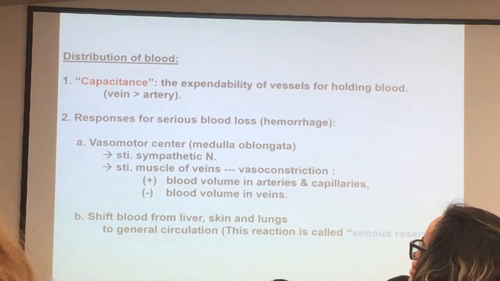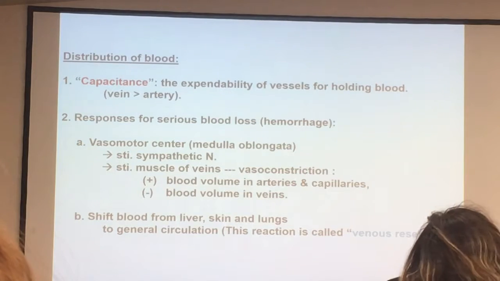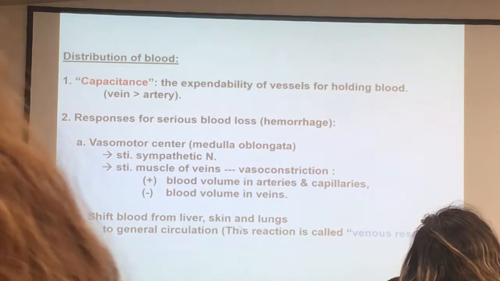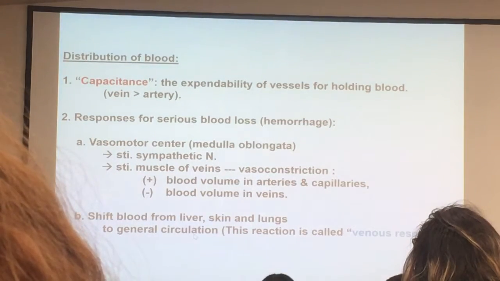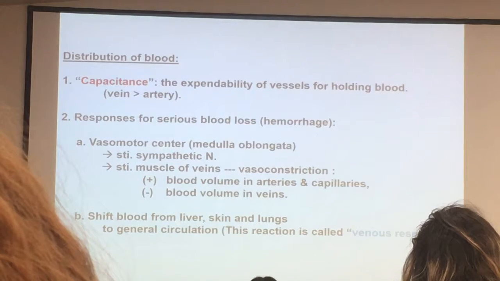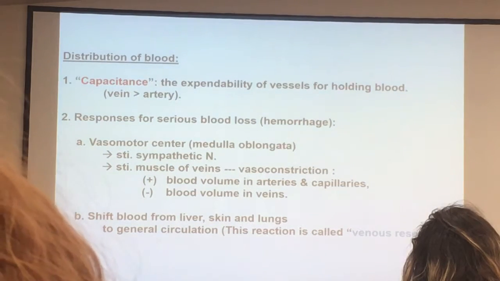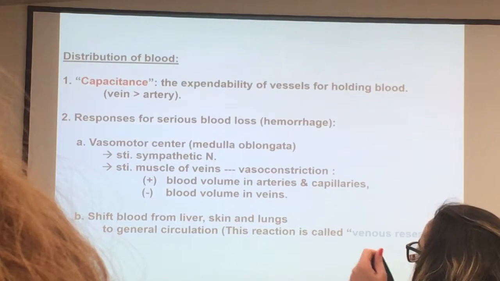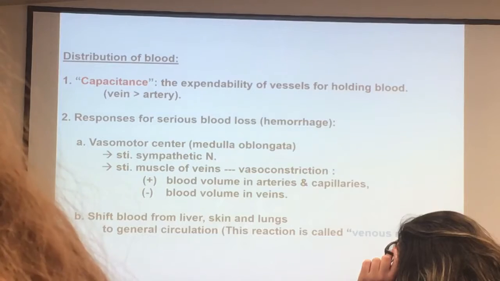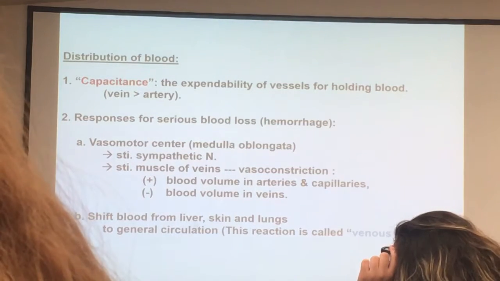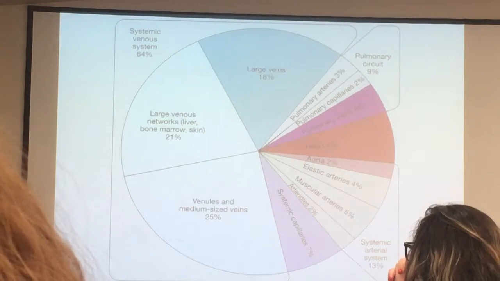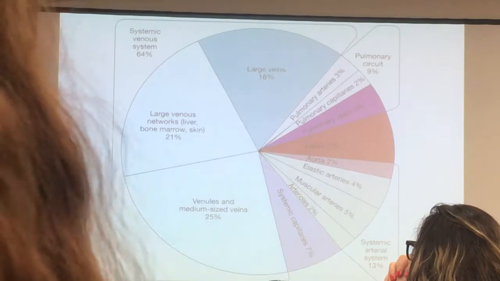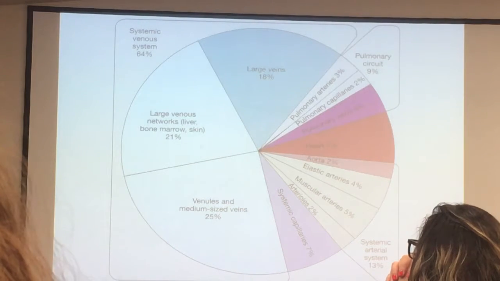And we ship the blood from the reserve parts, liver, skin, and the lung, to the general circulation, because we want to maintain the ability of the heart to continue to beat, and also our major body functions. We call it venous reserve, and this is in the inner organs or big vein system. Okay, and so this large vein network, the venous system, we treat as a reserve.